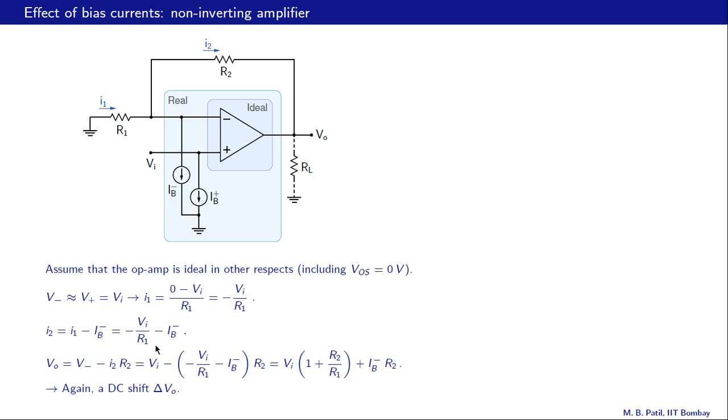This current I2 is I1 minus IB minus because this current is 0, that's an input current for the ideal op-amp, and therefore we get I2 equal to minus Vi by R1 minus IB minus. And now we can write VO as V minus minus this voltage drop, which is I2 times R2, substitute for I2 from there, and we finally arrive at Vi times 1 plus R2 by R1 plus IB minus times R2. Now this part is the output voltage we expect from a non-inverting amplifier, and this is the effect of the bias currents. Now IB minus is a constant, R2 is a constant, so therefore this term is simply a constant or DC shift in the output voltage.